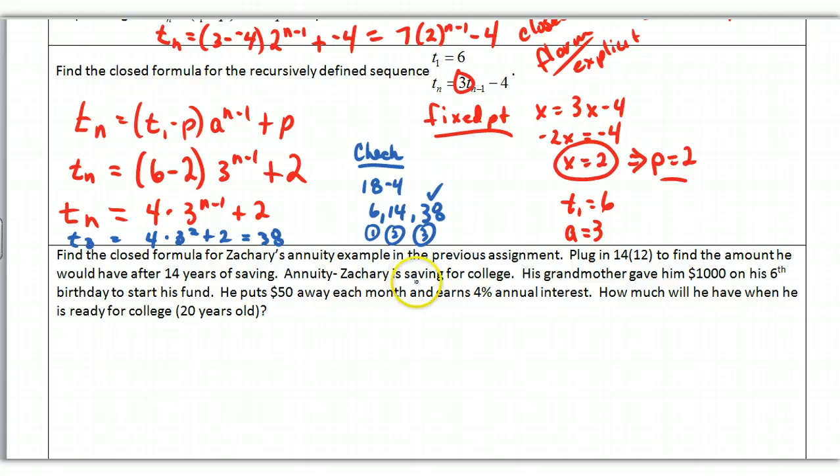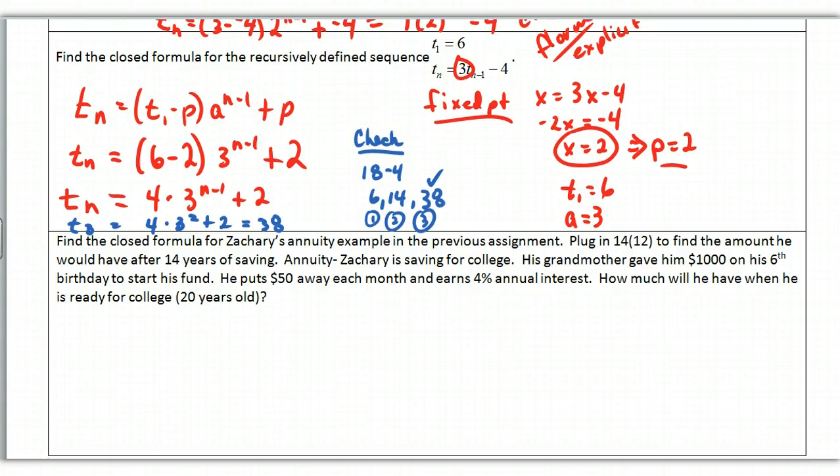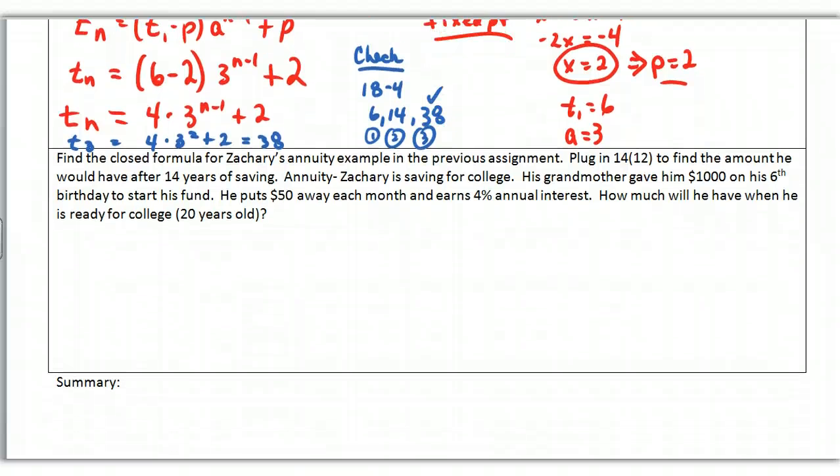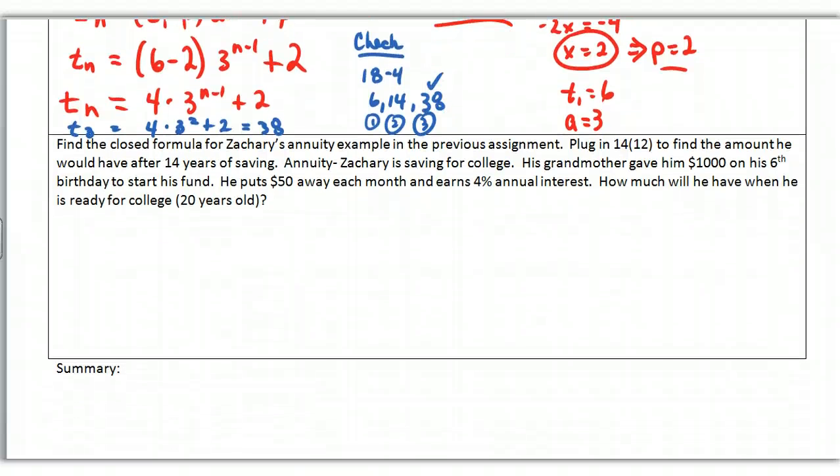I think that's fairly credible evidence. Not fully. We should prove that by induction, but we don't do that in this class. But that's what we end up with. Okay? Then we want to find a closed formula for Zachary's annuity example in the previous example.